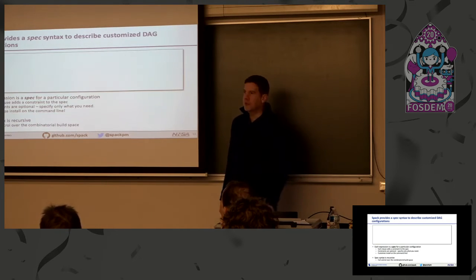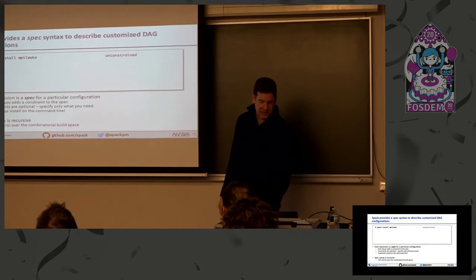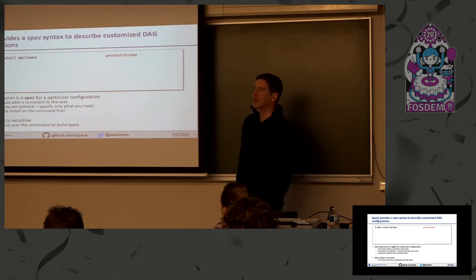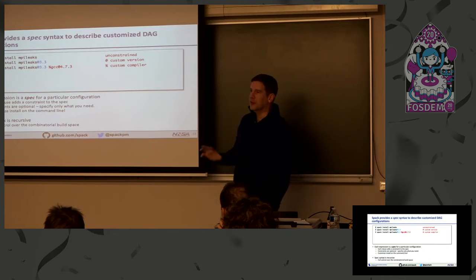This is what it looks like from sort of a user level. You can install a package just normally. You can say, I want this package. Just say the name of it. And we'll give you something with sensible defaults. You can get a lot more specific, though. You can say, I want a particular version. You can say, I want a particular compiler and a particular version of that compiler.